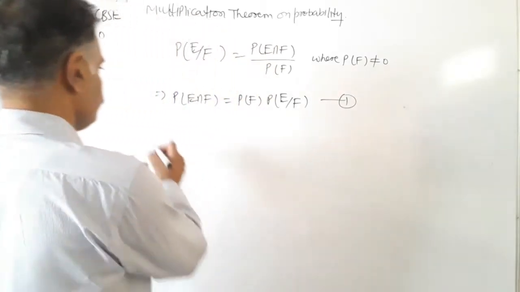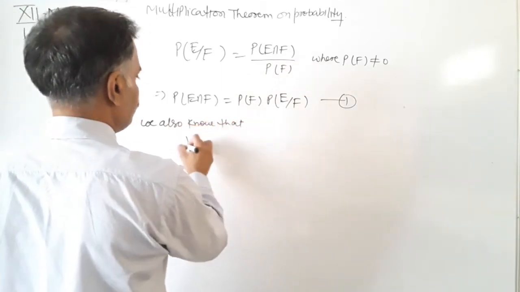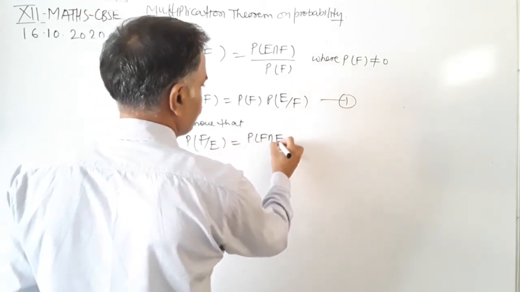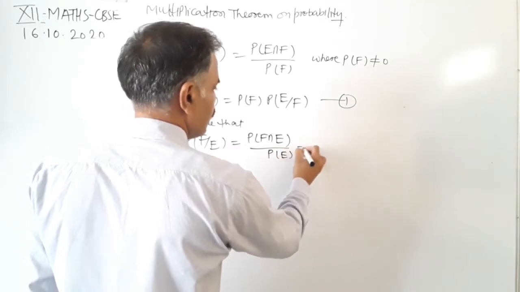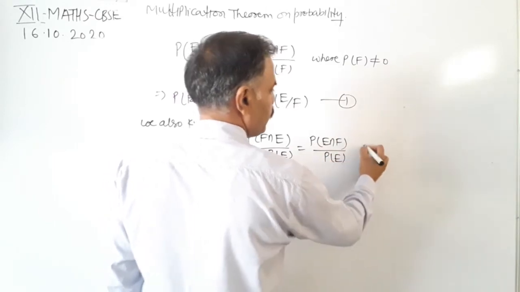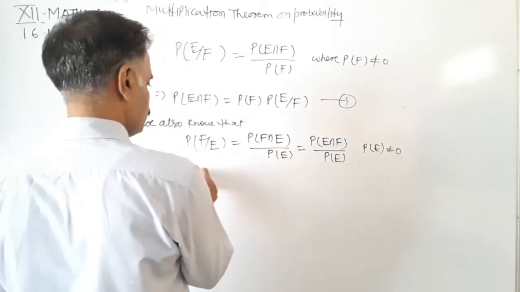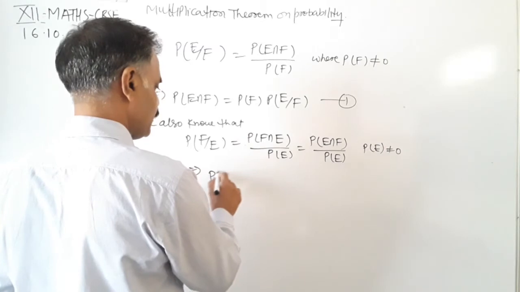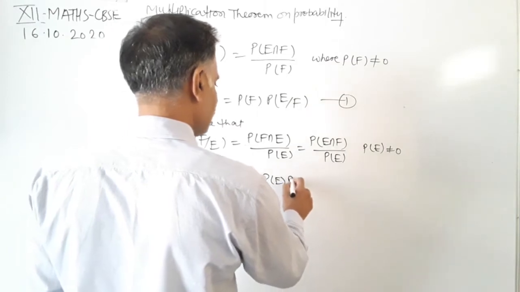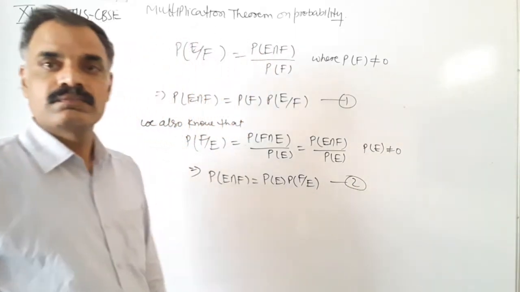We also know that the probability of F given E can be given by P(F intersection E) upon P(E), that is P(E intersection F) upon P(E), where P(E) is not equal to 0, the probability of the event is not equal to 0. So from this we can write P(E intersection F) is equal to P(E) multiplied by P(F|E). This is equation number 2.